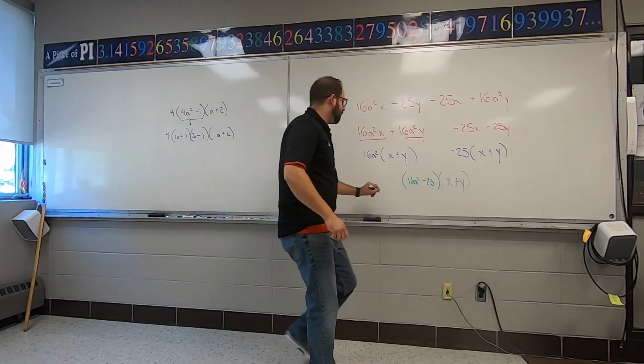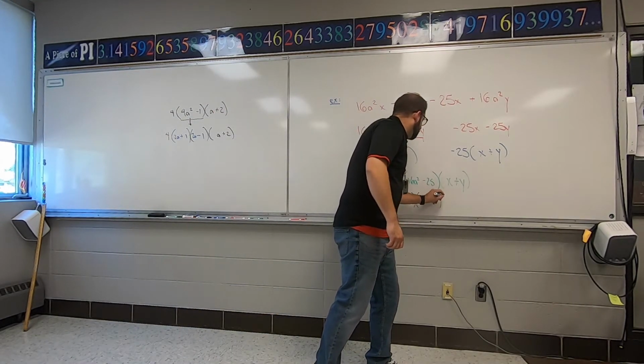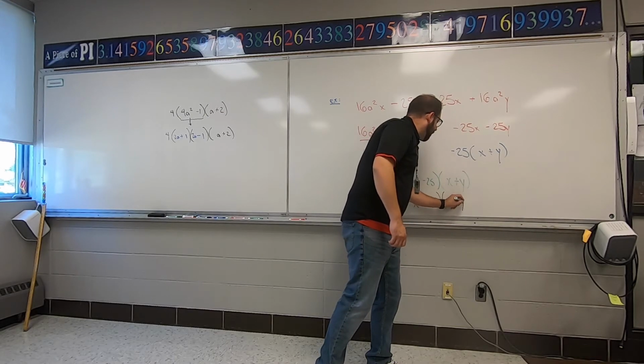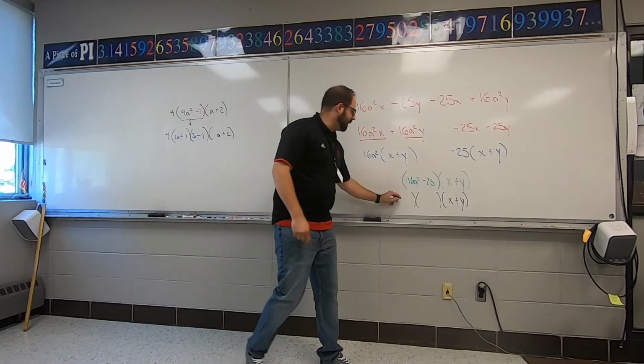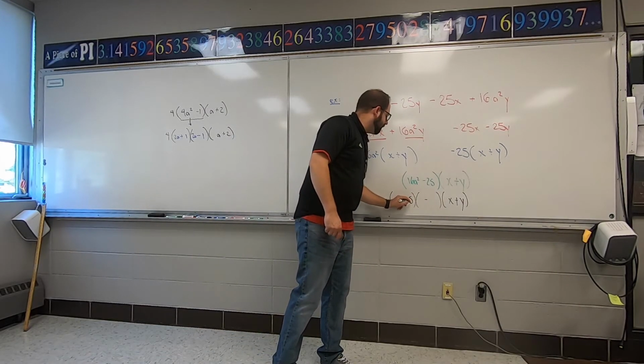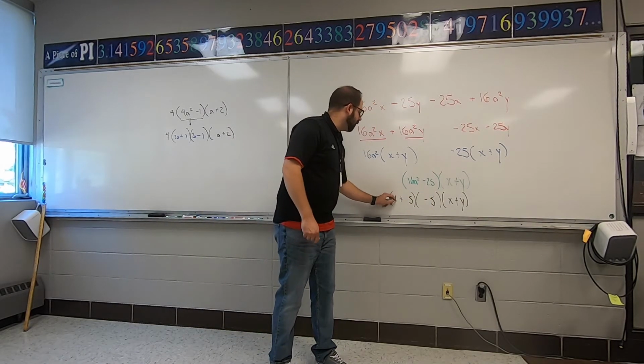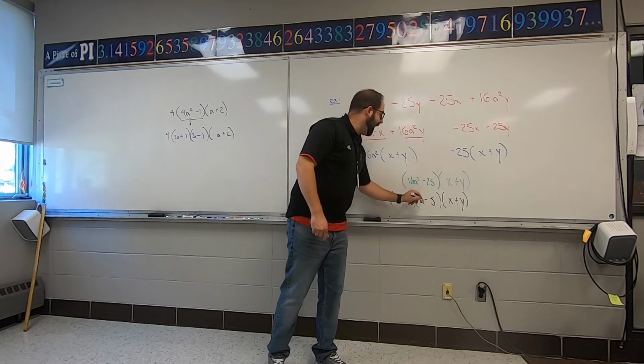So that front parenthesis has to break up into 2, and the x plus y in the back is just going to hang out. It's not going anywhere. So it's going to be a plus minus sign. Break up the 25 to be 5 and 5. Break up the 16 to be 4a and 4a. And now you're done.